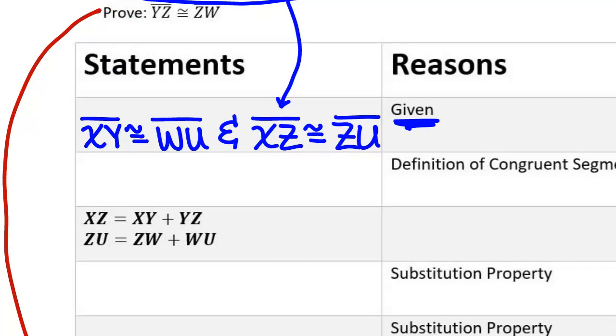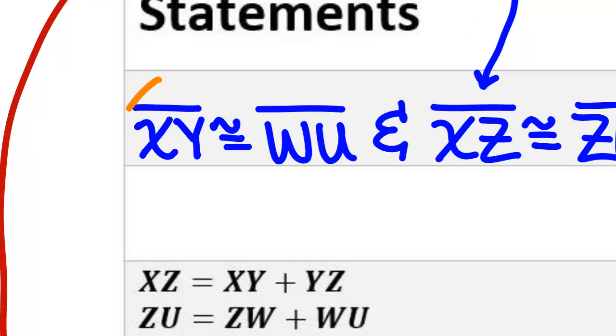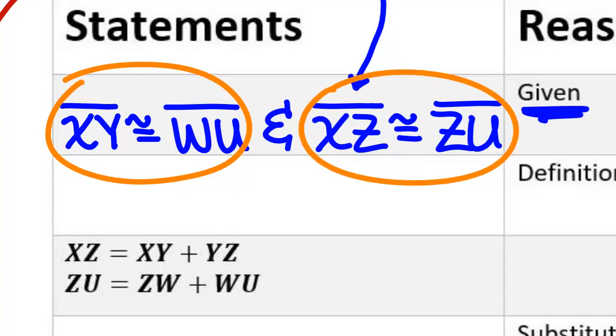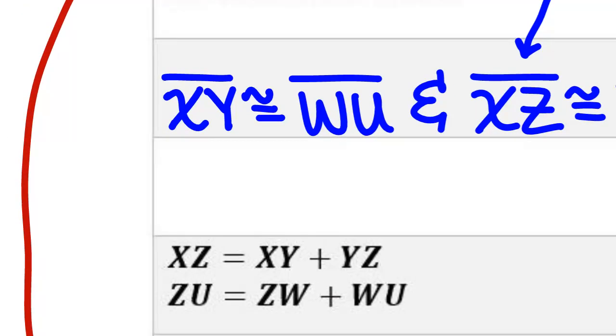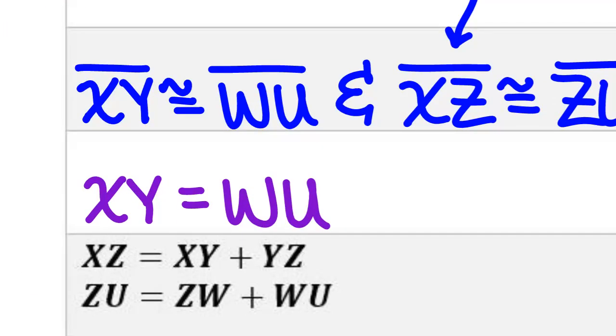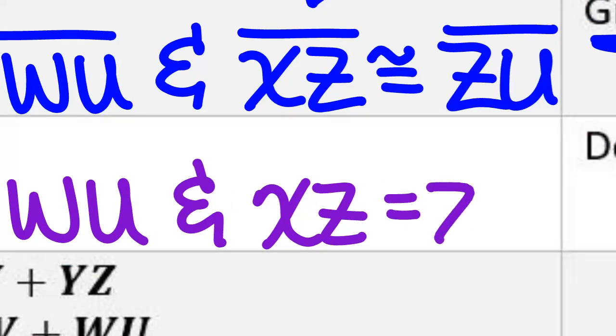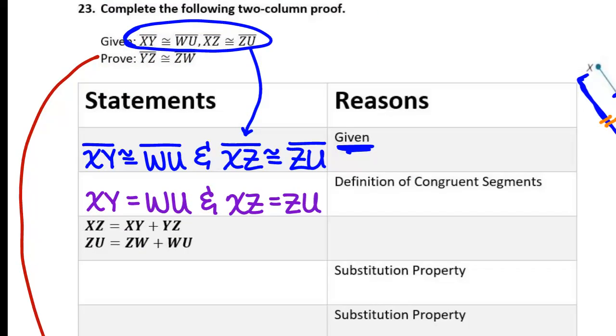They told me that my second reason was definition of congruent segments. And right here, I have some segments that are congruent. According to the definition of congruent segments, if I already know segments are congruent, what does that mean about them? Yes, their measurements are equal. So I would have the measurement of segment XY is equal to the measurement of segment WU, and the measurement of segment XZ is equal to the measurement of segment ZU.